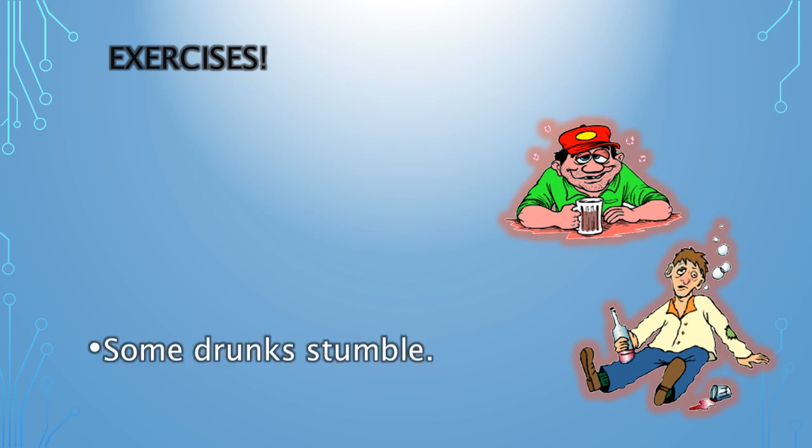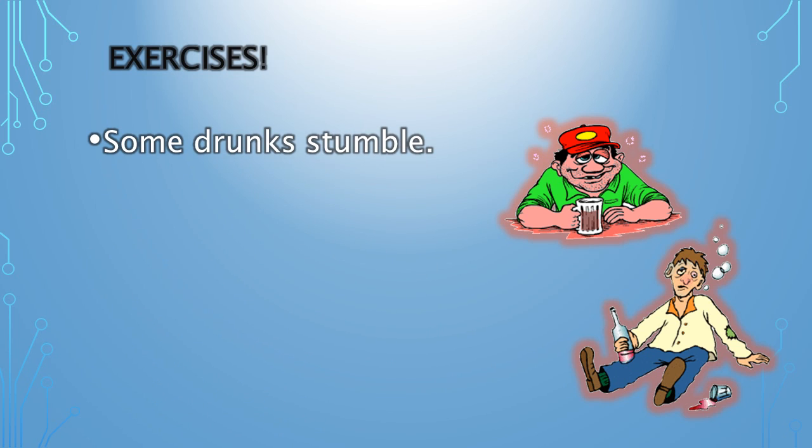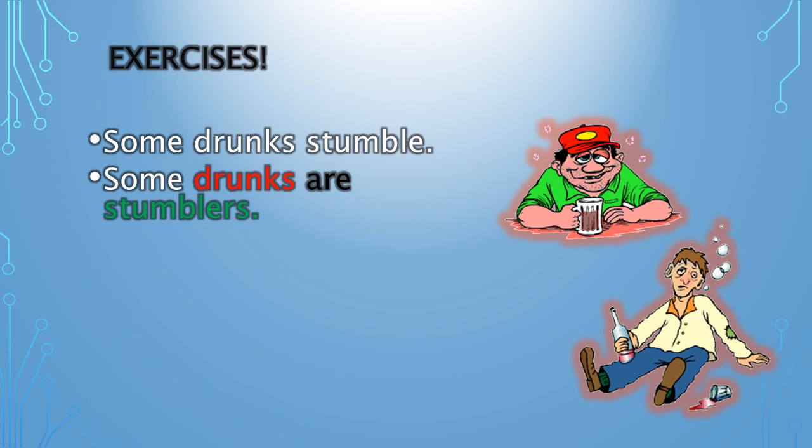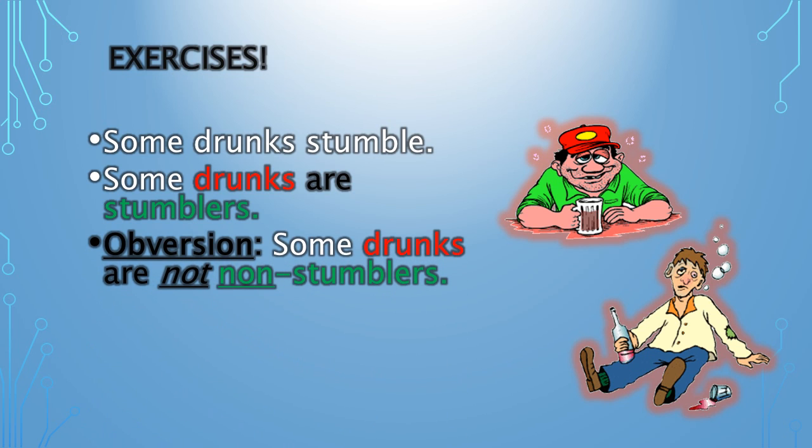How about this one? Some drunks stumble. Well, we lack a copula there, and stumble has to be changed into a category. So some drunks are stumblers. Well, what can we do with this? It's an I sentence. Obversion is an easy one. We know that we can do that. We're going to have to change it into an O sentence and then change stumblers to its complement. So we're going to wind up with a lot of negatives. But it makes sense. That's logically equivalent to our original sentence.